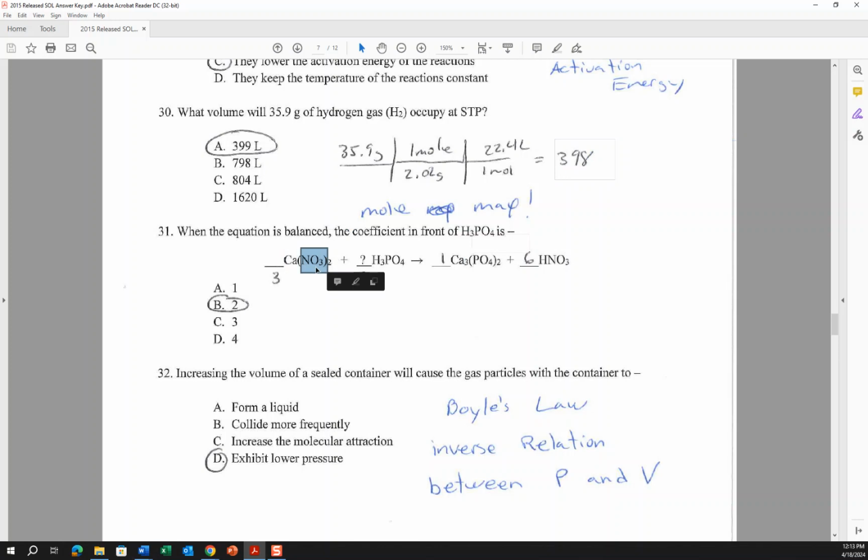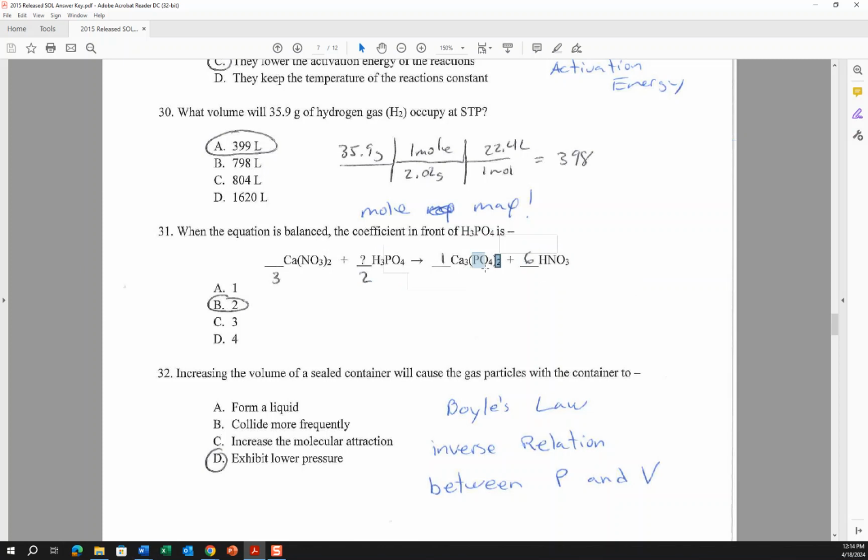Now, we'll go to the next thing. I have 3 hydrogens, but because I put a 6 here, I have 6 hydrogens. So I put a 2 here to make this have 6 hydrogens on this side. And then putting a 2 there gave me 2 phosphates. And if I come to this side, I already have 2 phosphates, so I'm balanced. So 3, 2, 1, 6 would be our coefficients. And they want the coefficient of the phosphoric acid here, so it's a 2.